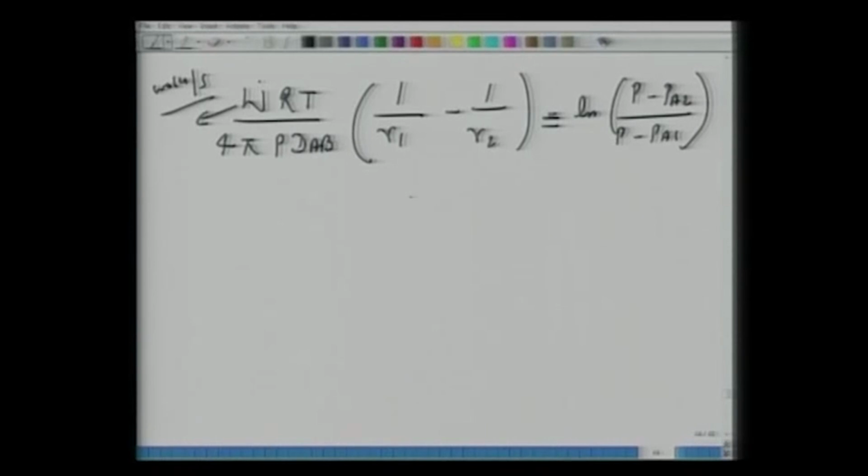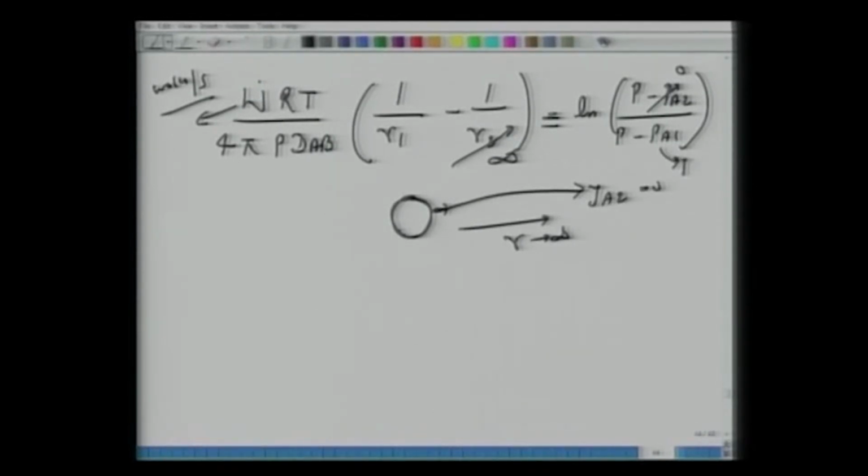We can assume that the size of the sphere is very small, and when the naphthalene evaporates, it goes into a very large, very long distance, which means we can assume R2 in the limit very large, R2 tends to infinity. P_A2 is 0 at a very far distance from here; R tends to infinity, concentration here is 0. P_A1 is decided by the vapor pressure or sublimation pressure at that temperature. Now we have our expression for a steady state W dot, which is a function of R.